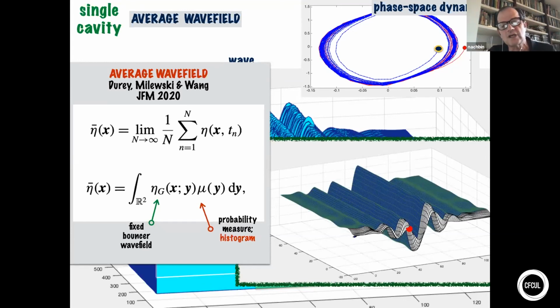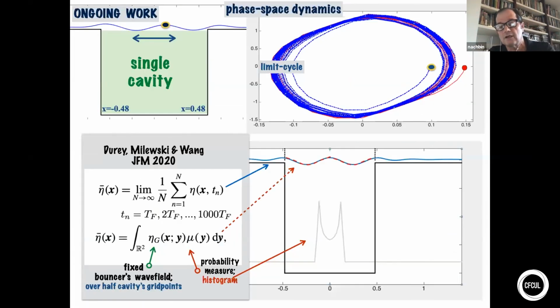And when I compare that, here there's a ghost indication of the histogram, with the average wave field, which is just averaging over 1,000 Faraday periods, the blue curve, and I use this formula from Durey and collaborators, actually using just half of the grid points. I only used half the grid points to save time. It's right on the money.